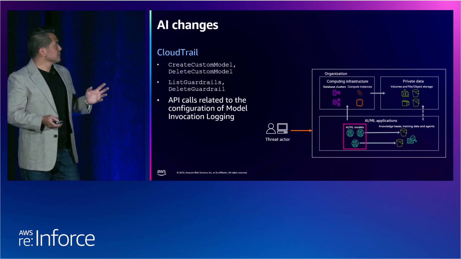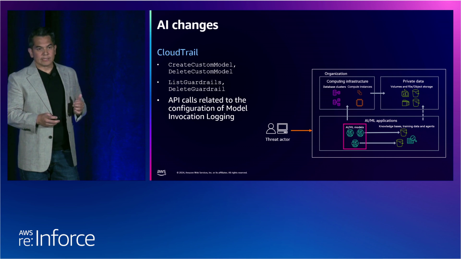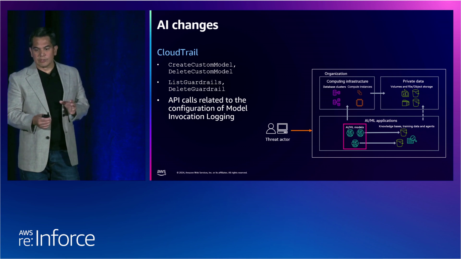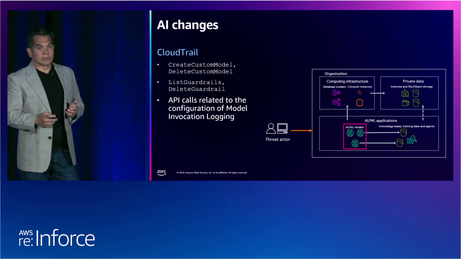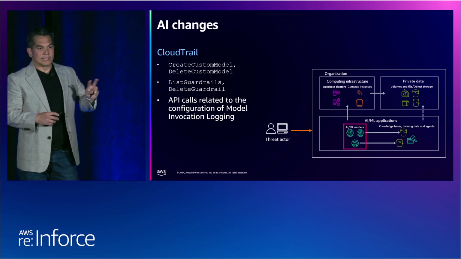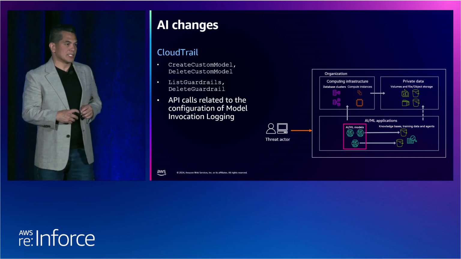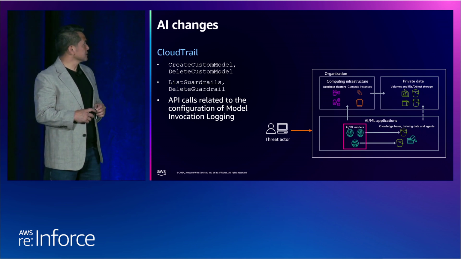And so specifically, the example CloudTrail events that could constitute AI changes would be create custom model and delete custom model, and then list guardrails and delete guardrails. And you would see those two kind of in succession if a threat actor is attempting to manipulate your guardrails.